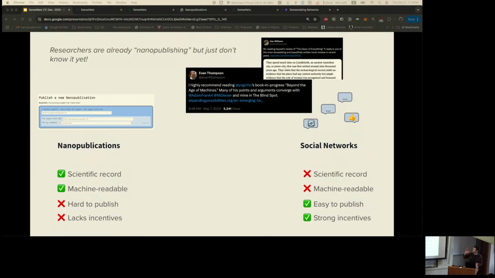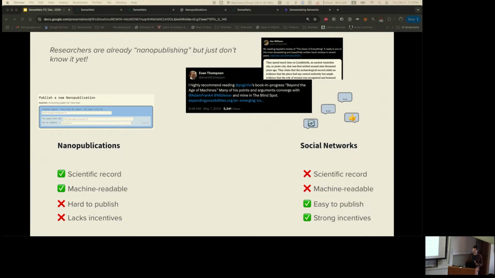And if you follow any researcher on social media, the ones that are active at least, you'll see that they're sharing a bunch of, they're nanopublications, basically. They're talking about recommendations for research, critique, reviews, saying they've read something. So a lot of us are already nanopublishing, but just don't know it yet.